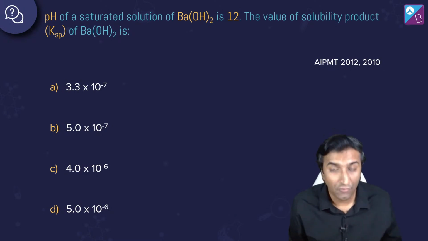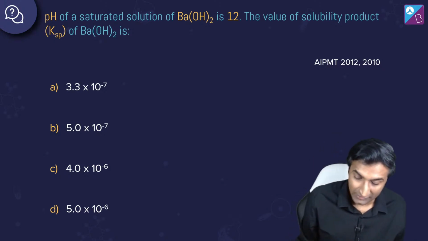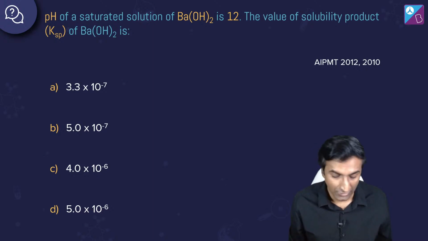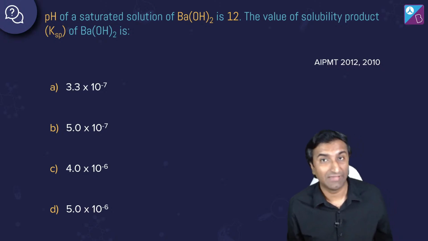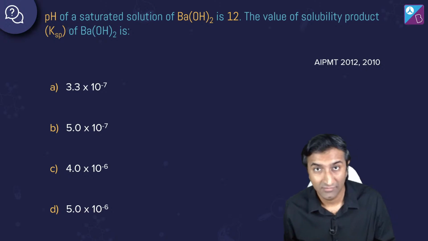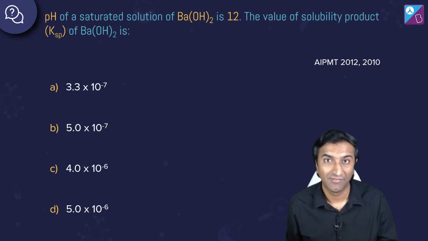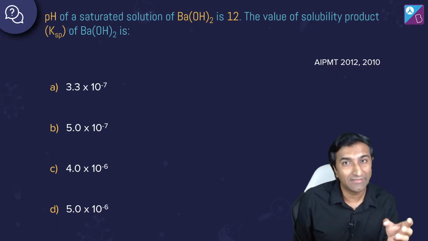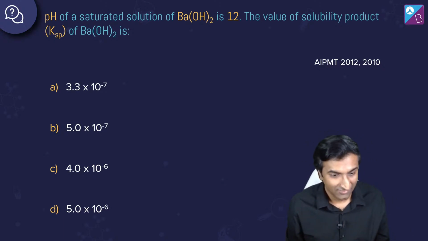pH of a saturated solution of Ba(OH)2, barium hydroxide, is 12. The value of solubility product of Ba(OH)2 is which one of these? सोचिए, ट्राई करिए. यहां मैंने pH बताया है. अब pH कहां से आया इस केस में? See, in this case, in the solution, you have barium ions and hydroxide ions. तो हाइड्रोक्साइड आयन कॉन्सेंट्रेशन से हम लोग को डायरेक्टली पता चल जाता है कि pH क्या है, राइट? ठीक है, ट्राई करके देखो.